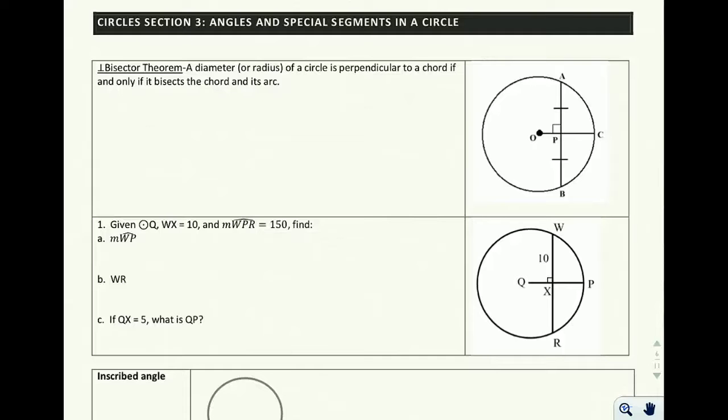We're going to move on to section 3 of circles. We're looking at angles and special segments in the circle. A little bit shorter section here. Start out with the perpendicular bisector theorem.